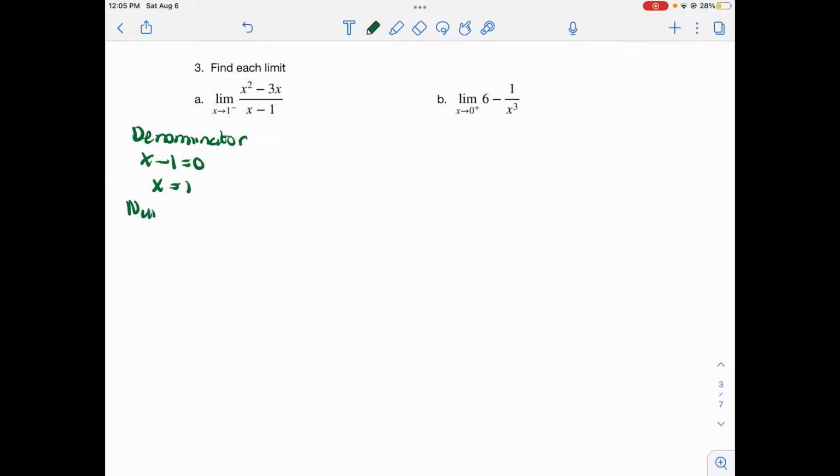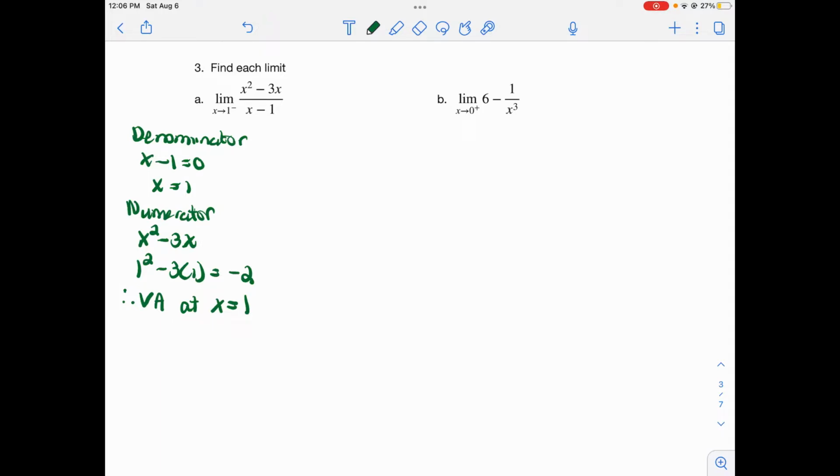And switch to my numerator. We have x squared minus 3x, so it becomes 1 squared minus 3 times 1. So that's 1 minus 3, which is a negative 2. That's not 0, so therefore I know I have a vertical asymptote at x equals 1.